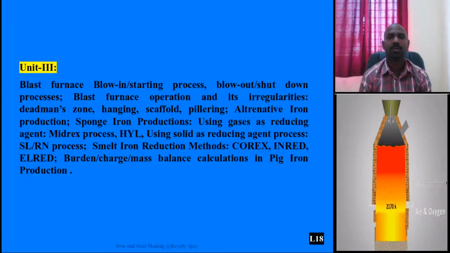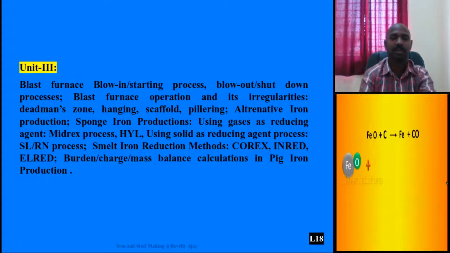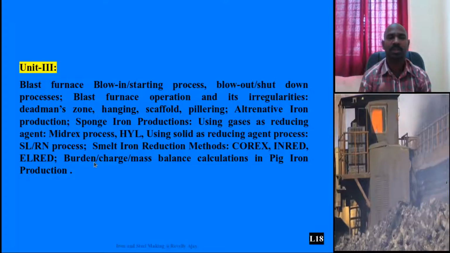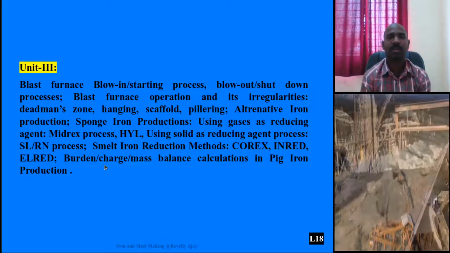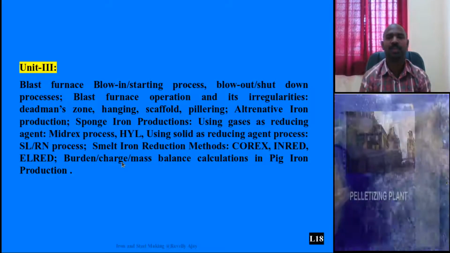And is there any alternative route other than the blast furnace to produce the iron? There will be many discussed. Another route of iron production is sponge iron production. The other route is smelt iron reduction methods. Sponge iron methods such as Midrex process, HYL and SL/RN process, smelt reduction process, Corex and INRED and DIOS process will be discussed, and finally the burden or charge or mass balance calculations in the pig iron will be explained.